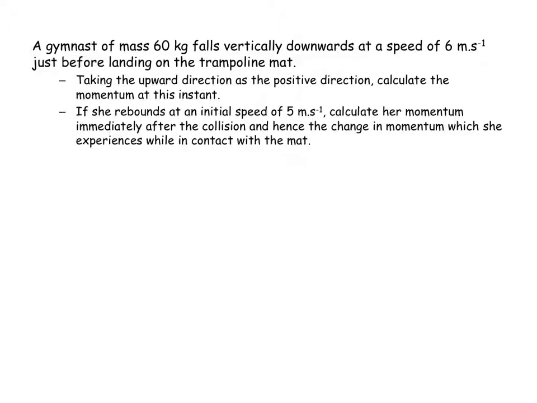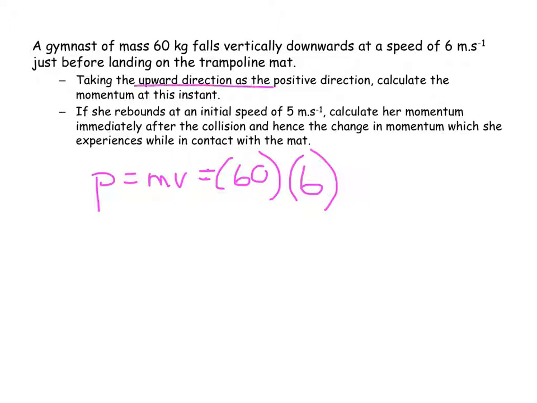A gymnast of mass 60 kilograms falls vertically downwards at a speed of 6 meters per second just before landing on a trampoline mat. Taking the upward direction as the positive direction, calculate the momentum at this instant. Well, momentum is equal to mass times velocity. We've got a trampolinist, she's 60 kilograms. The velocity, they tell me, is 6 meters per second, and they're saying up is positive, so I need to consider that downwards is negative, and I land up with negative 360 kilogram meters per second, which really means that it's 360 kilogram meters per second downwards.